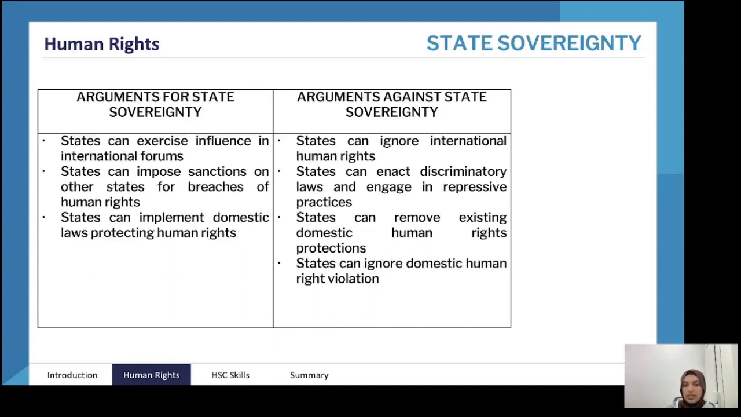And against is that you can ignore international human rights as a country. States enact discriminatory laws and engage in repressive practices because they know no other country can come and say anything. States can remove existing domestic human rights protections that they have in place because, again, they know that no one can come and say anything. And states can ignore domestic human rights violations as well. So if there's countries where there's violations of these rights, then states can simply ignore them because they can say, oh, well, it's not really in our sovereignty.